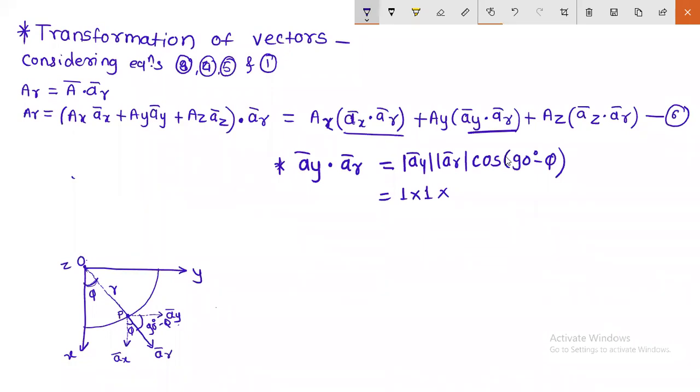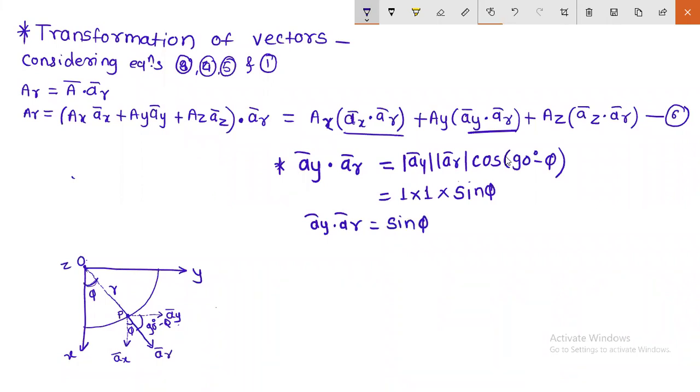First quadrant: sine positive, then cos positive. So cos of 90 minus phi is equal to sine phi. Right? Okay. So here we get a bar y dot a bar r, which is equal to sine phi.